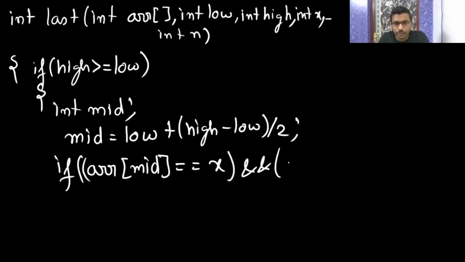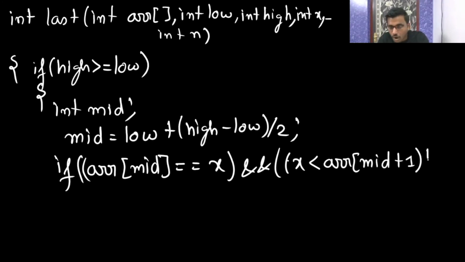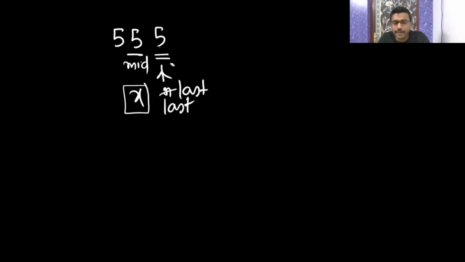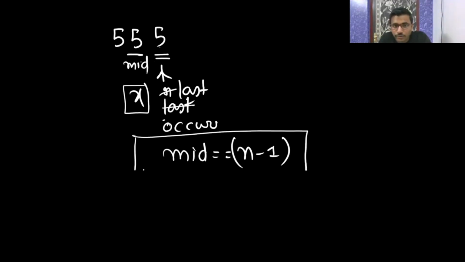This is one condition. So along with that, x should be smaller than array of mid plus 1. Or assume that you are not having any rightmost element. This is the last occurrence and you are not having any element. Then how to check again? Now this is the last occurrence, so mid should be equal to n minus 1. If mid is equal to n minus 1, then only it is the last occurrence.